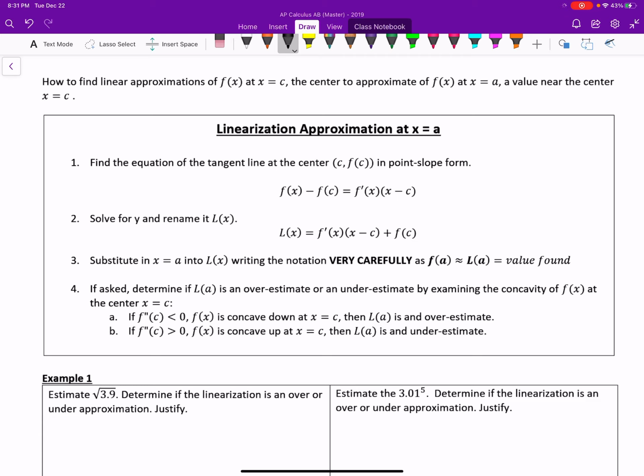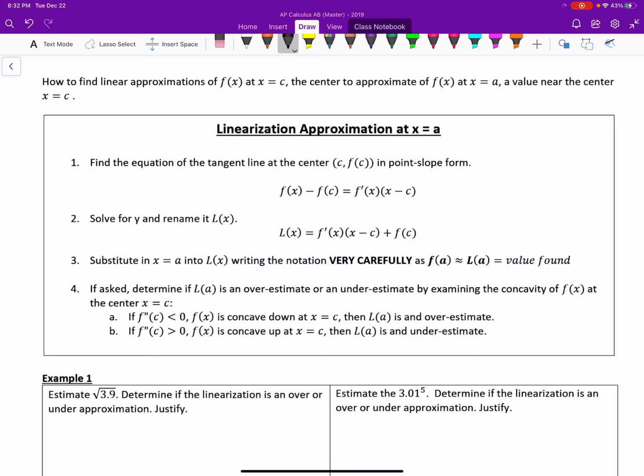So we're going to find the tangent line at c, which is an easy value to find, the center value, and then we're going to use that equation of the tangent line to substitute in a, which is where I want to approximate. And it has to be a value near the center. So like before in the exploration, we were picking values where 68 was close to 64, which was a perfect cube. So I used 64 to make the tangent line.